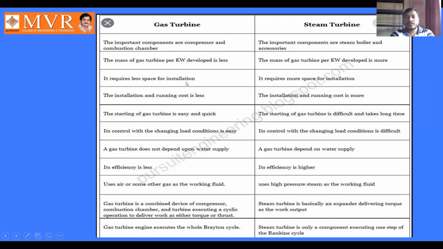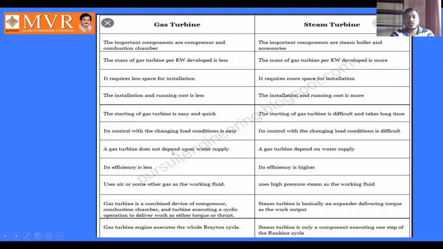The gas turbine requires less space for installation. The steam turbine requires more space for installation. The installation and running cost is low for the gas turbine, and the installation and running cost is more for the steam turbine. The starting of a gas turbine is easy and quick. The starting of a steam turbine is difficult and takes a long time. The control of the gas turbine with changing load conditions is easy. The control of the steam turbine with changing load conditions is difficult.